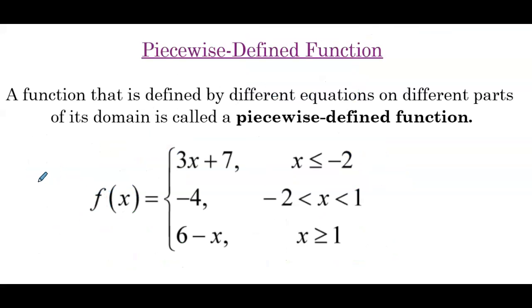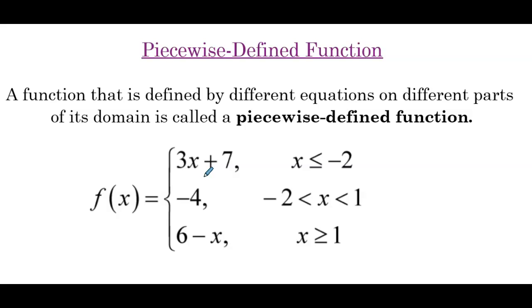A piecewise-defined function is a function that is defined by different equations on different parts of its domain. Okay, so if we look at the example, f of x equals 3x plus 7 on the domain x is less than or equal to negative 2. It equals negative 4 on the domain negative 2 is less than x, which is less than 1. And it equals 6 minus x on the domain x is greater than or equal to 1.